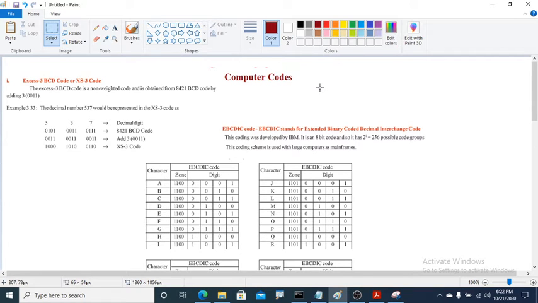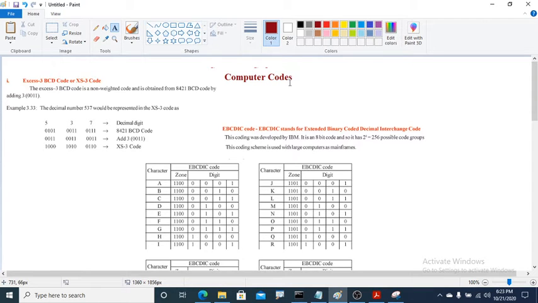Welcome to the class. In this session, we are going to discuss computer codes. There are three different types of computer codes. Before I explain the types, let us understand what we mean by computer codes. Computer codes are used for internal representation of data in computers.